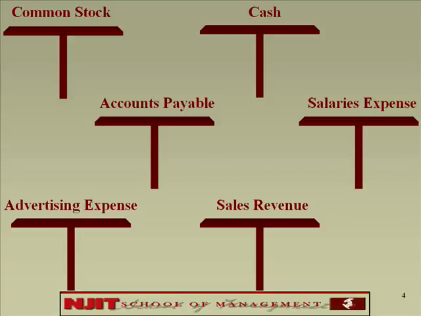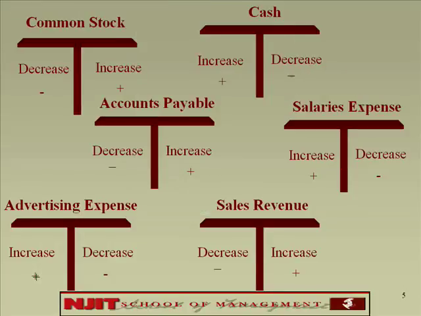Are you done? Here are the answers. Common stock is a liability, so have a look. Accounts payable is a liability. Decrease left, increase right. Go through each one. Did you get the answers right?